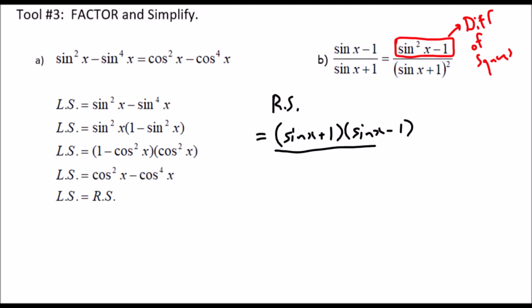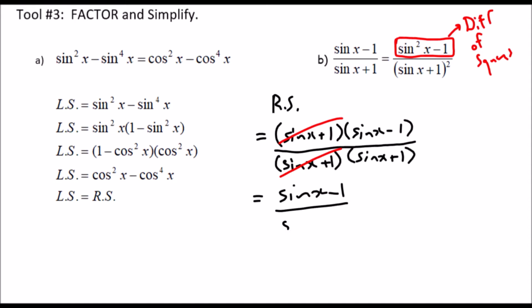Now on the bottom here, I'm going to write it out twice. Sine x plus 1. Sine x plus 1. What beautiful thing happens here? Well, these sine x's cancel because they're both being multiplied in the other one. And guess what I have? Now I've just got sine x minus 1 over sine x plus 1. Done. Because left side is equal to right side, therefore, quod erat demonstrandum.